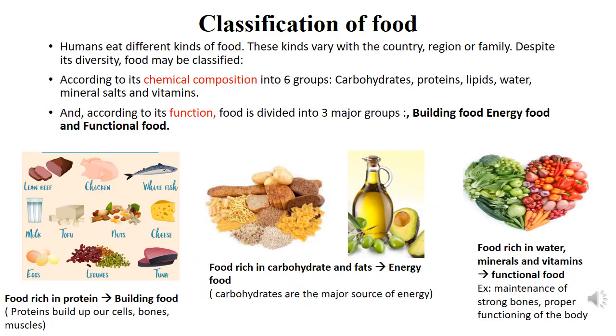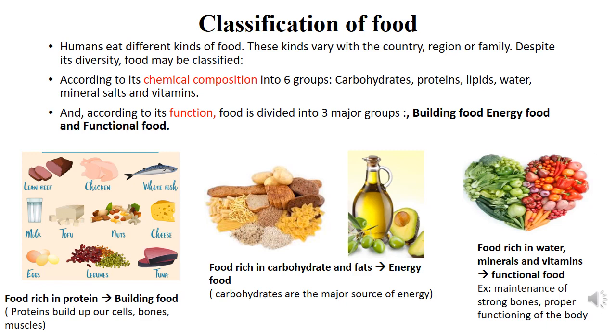Let's classify food. Humans eat different kinds of food. These kinds vary with the country, with the region, with the family. Despite its diversity, food is in general classified according to its chemical composition, as well as according to its function. According to chemical composition, we can divide food into six groups, just like we saw previously in the chapter of digestion. These groups are carbohydrates, proteins, lipids, water, mineral salts, and vitamins. And according to its function, food is divided into three major groups: building food, energy food, and functional food.